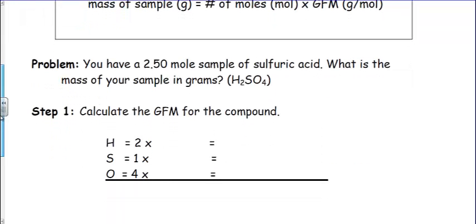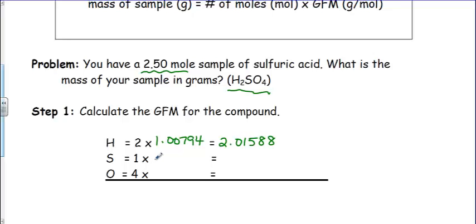So here's your problem. You're given the number of moles. You have a 2.50 mole sample of sulfuric acid. What is the mass of your sample in grams? They give us the formula, so we have to use that formula to help us calculate the GFM. So hydrogen, there's two of those, and each one is 1.00794. Oh, I think I put too many zeros in the last one, but I think you guys understand what I did there. 0.1588.